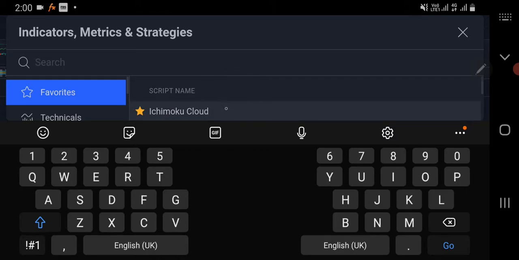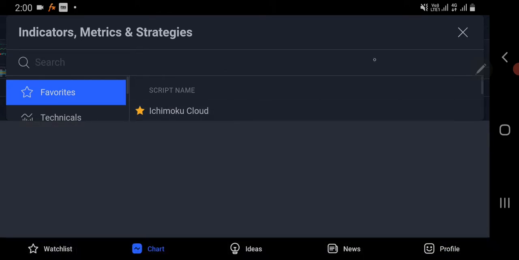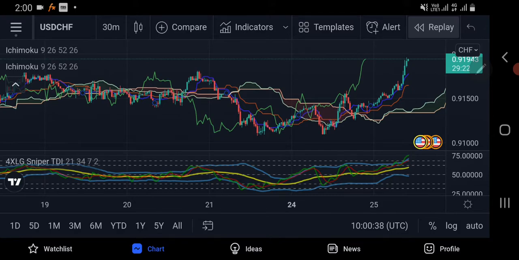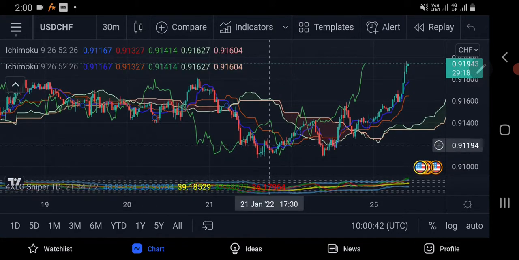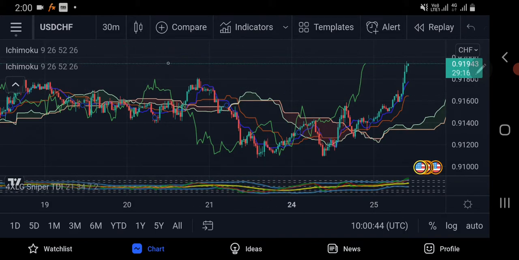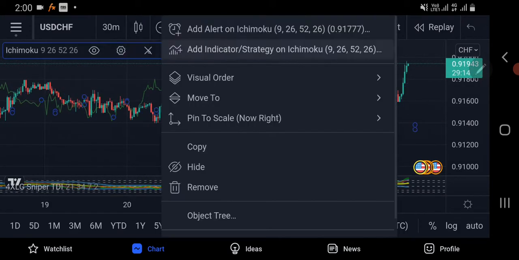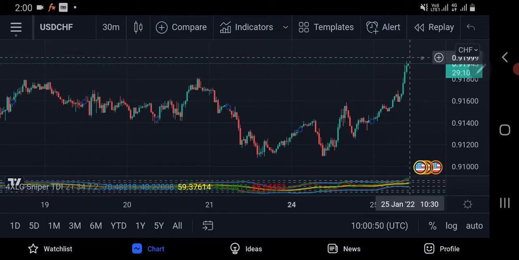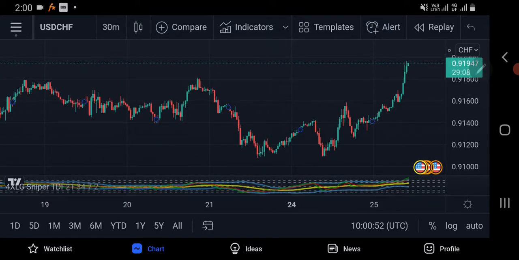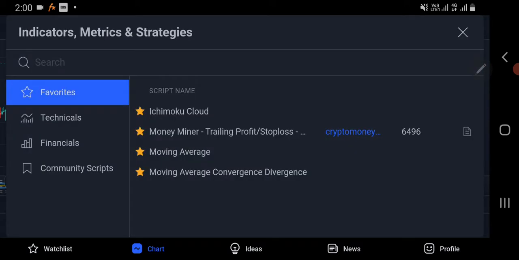So I'll just click there and bring it on my chart. As you can see, it's on my chart now with the full setup. But now what you do is you will bring something, where is it, it's here, okay, sorry, yeah.